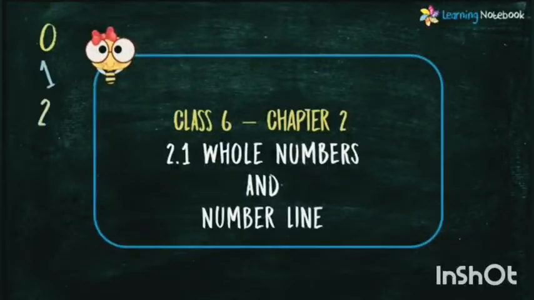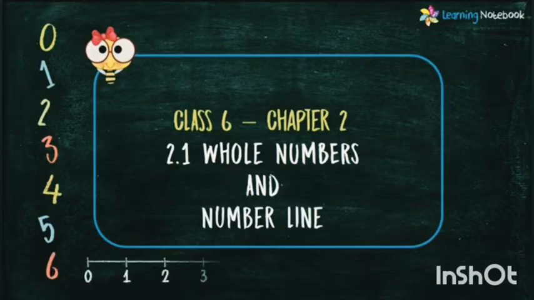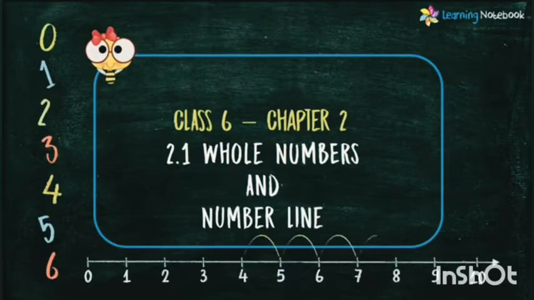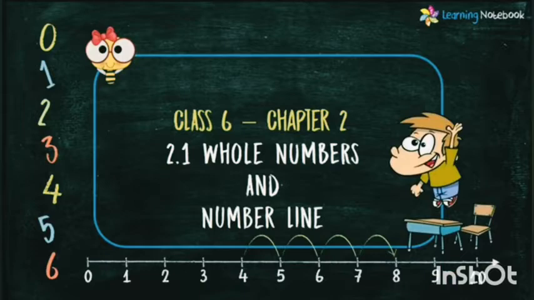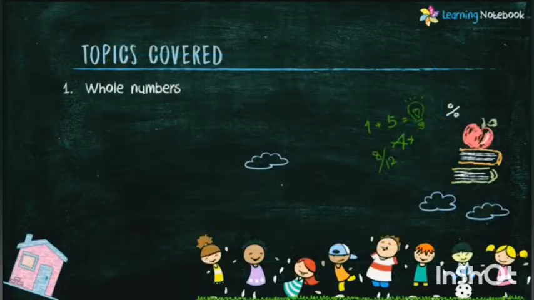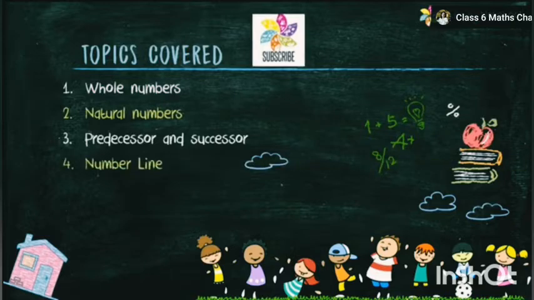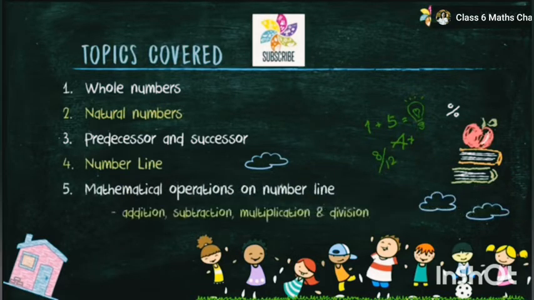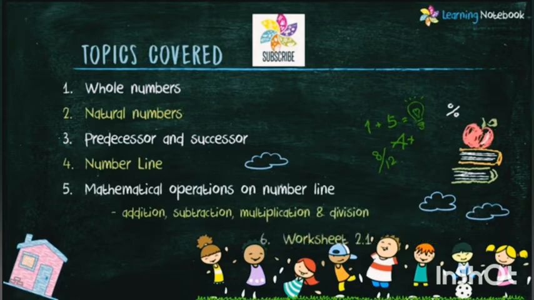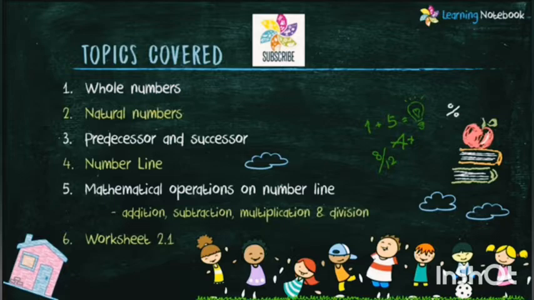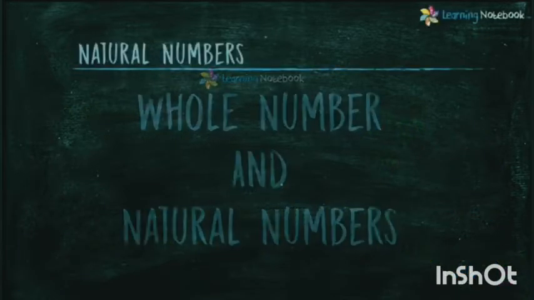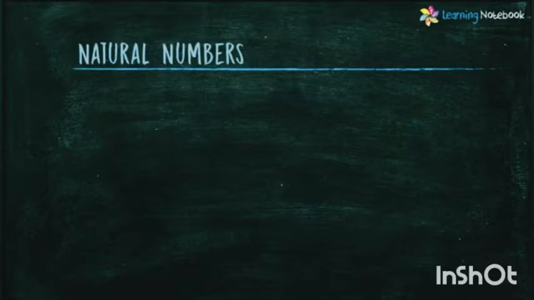Welcome to Class 6, Chapter 2, Part 1, Whole Numbers and Number Line. In this chapter, we learn about the following topics: whole numbers, natural numbers, predecessor and successor, number line, mathematical operations on a number line, addition, subtraction, multiplication and division. Lastly, video worksheet 2.1. So now, whole numbers and natural numbers.